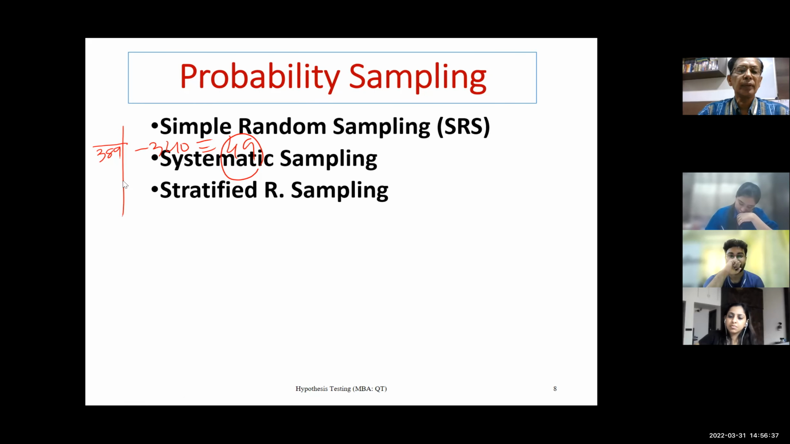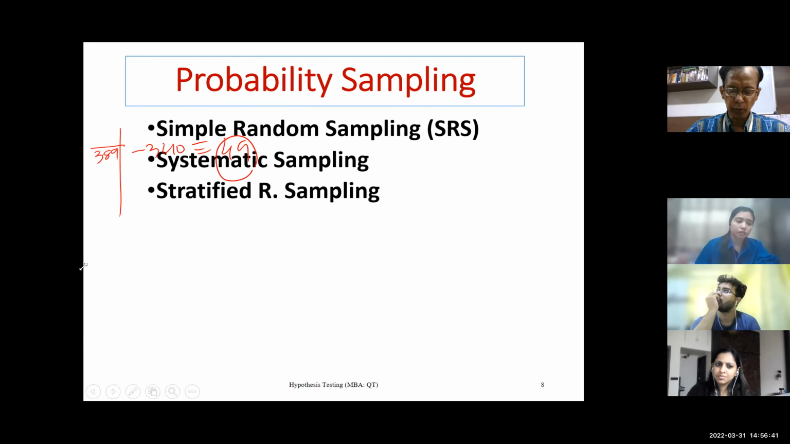Stratified random sampling. Who remembers that? Why and when we should go for stratified random sampling? This is important.